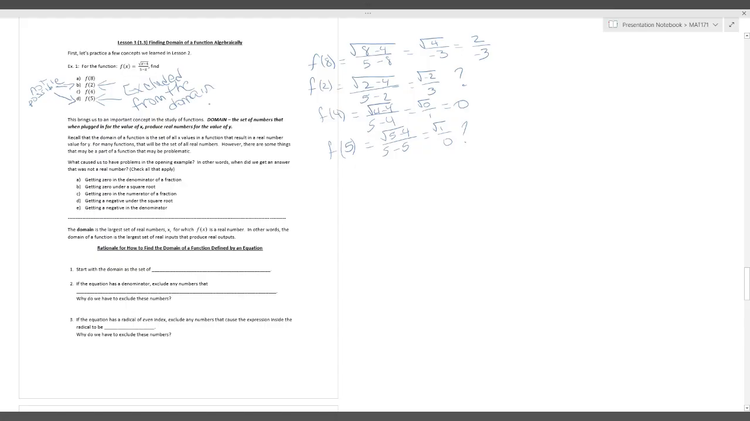Of square root of x minus 4 over 5 minus x. Okay, so we can see that we might have some problems here. I'd like for you to take a moment and answer this question here. What caused us to have problems in that example? Out of these 5 options, A through E, which one or ones gave us a problem?